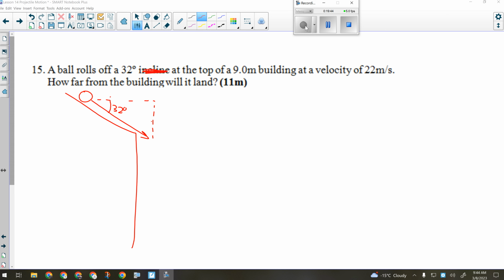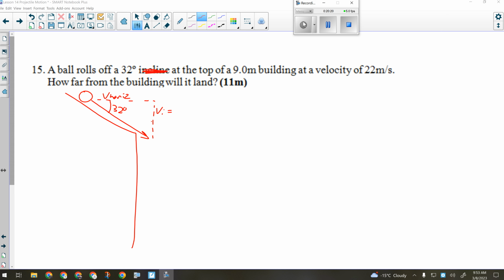Okay, so there it is, 32 degrees declined, like this. So when it gets projected off, it's going to be projected at an angle downwards. Okay, so this side is still V horizontal. This side is still VI vertical, but it's now going to be downwards. So instead of having a positive VI, you're now going to have a negative VI. And are VF and VI equal anymore? They are not. That's only true if it's projected upwards and lands at the same height it's projected from, so now VF is also not equal to VI.